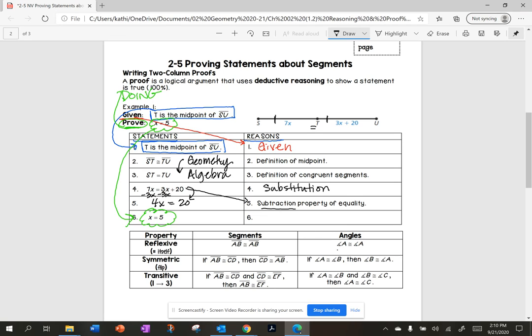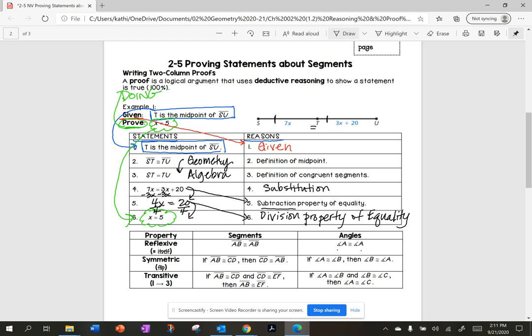So to go from step 5 to step 6 is what I write in for reason 6. So 4x. So next I want to divide by the coefficient next to the variable. So my next step is division property of equality. And we are done.